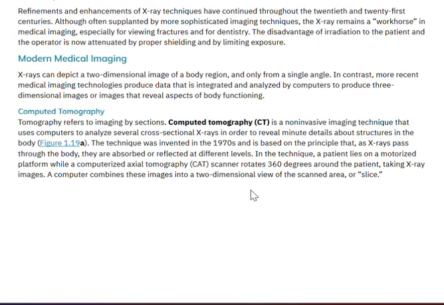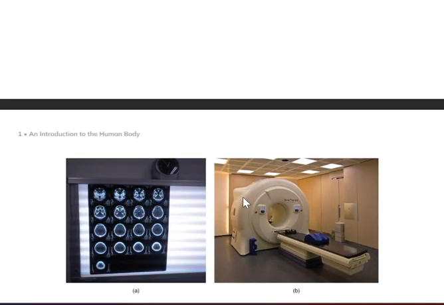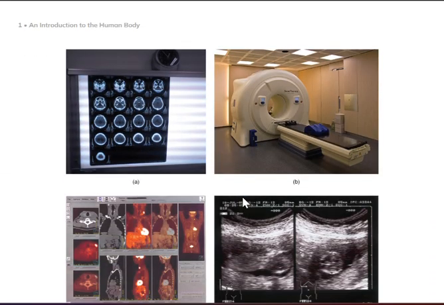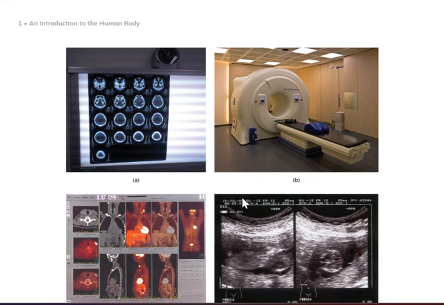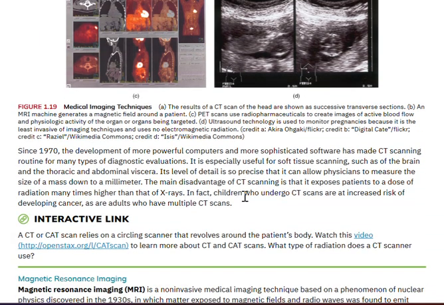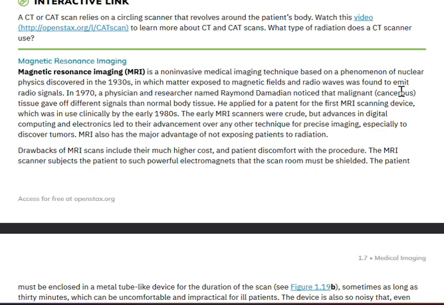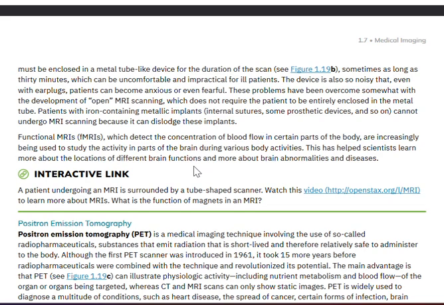CT scan, non-invasive imaging technique that uses computer to analyze several cross-sectional X-rays in order to reveal minute details about structures in the body. Usually when they're doing like brain stuff, it's a CT scan. MRI is pretty prevalent. That's when they're really looking at soft tissue stuff. So you're gonna be able to see tears and stuff.